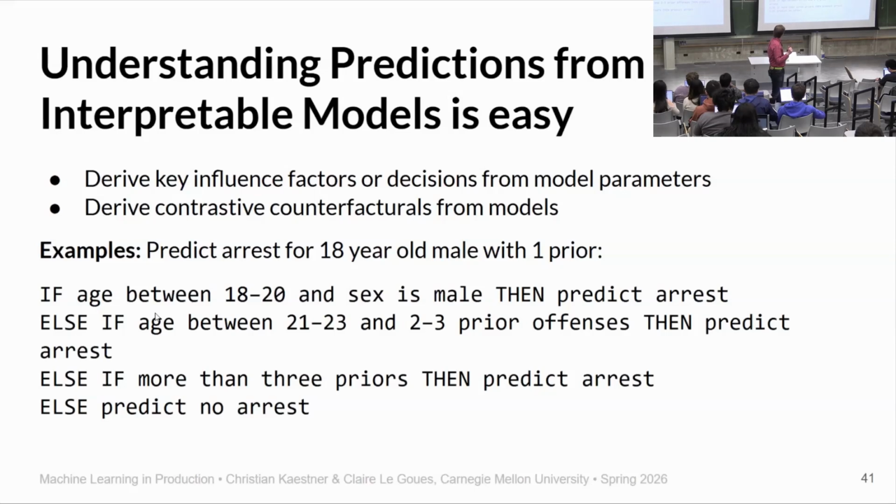What if they were, I don't know, 20, male, and had no prior convictions? We would still predict that they would re-offend, but what are we telling them now?